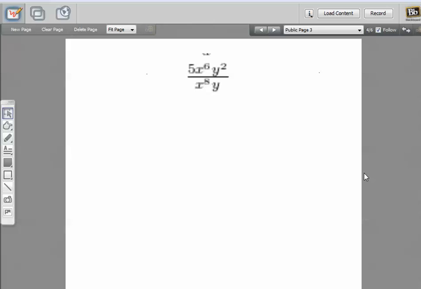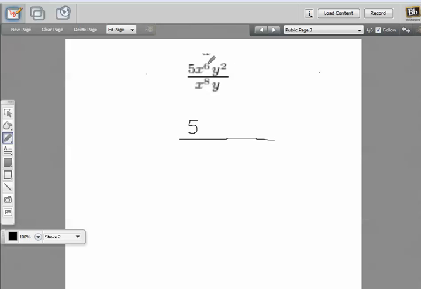Let's look at a few more examples on simplifying some expressions in such a way that there aren't any fractions in the answer. All right. So we're going to go ahead and simplify this. Notice that 5 is okay because there's no value in the denominator. The 5 is going to stay in the numerator.